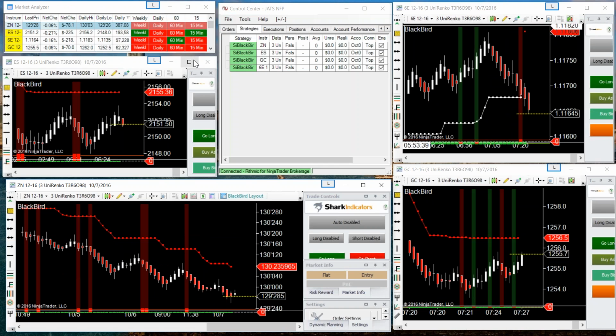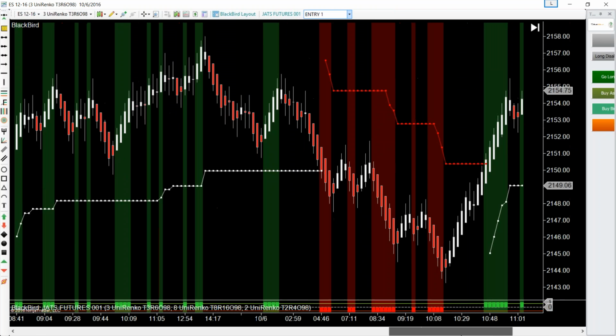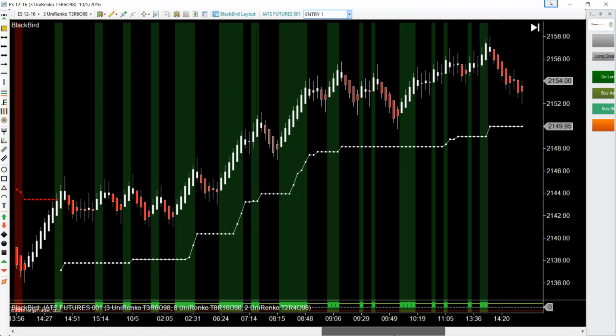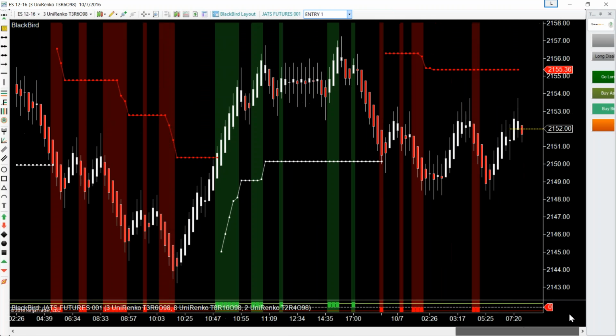I don't want price action that's sideways choppy. You can't trade sideways choppy with this strategy. This is what you want. So we'll see how it does.